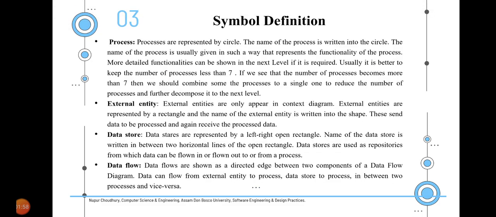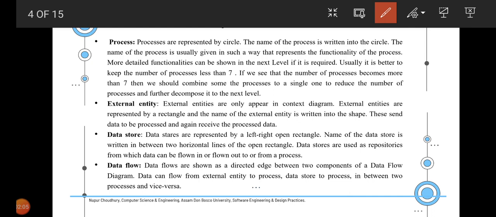So basically, the process is represented using a circle, and it is also known as a bubble or a transform. The name of the process is written into the circle, which is very important, because without the name the process will not stand correct. The name of the process is usually given in such a way that it represents the functionality of the process. More detailed functionalities can be shown in the next level if it is required.